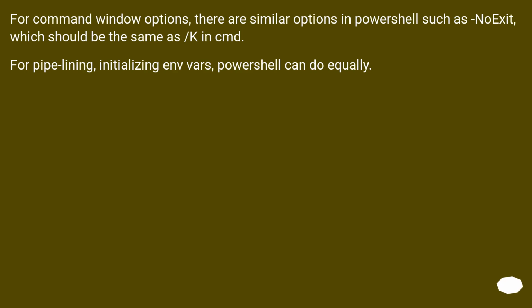For command window options, there are similar options in PowerShell such as -noexit, which should be the same as /k in cmd. For pipelining, initializing and vars, PowerShell can do equally.